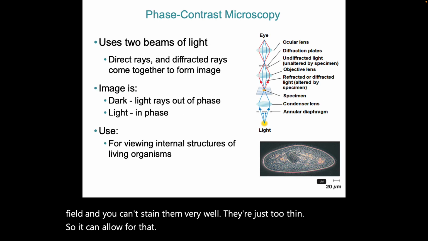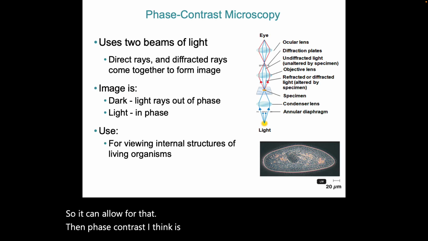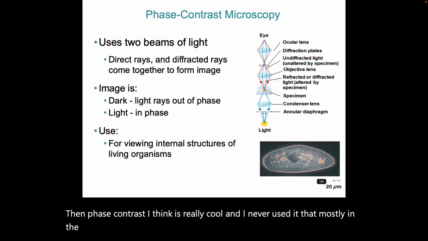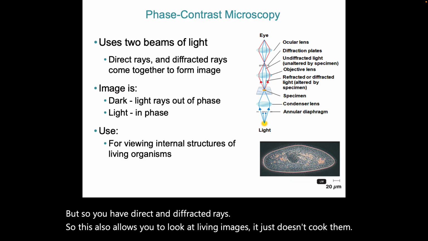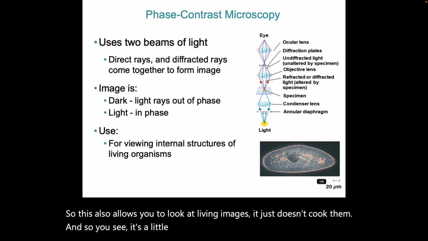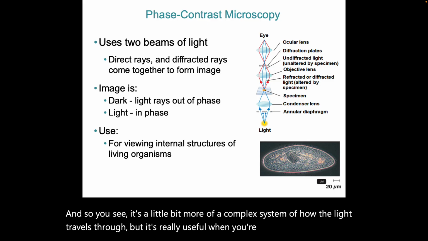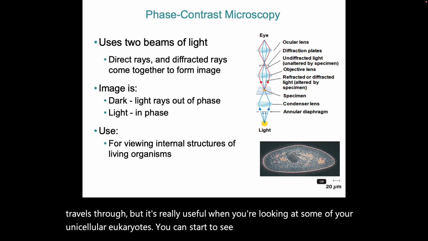Then phase contrast, I think, is really cool. I never used it that much, mostly in the teaching labs. But you have direct and diffracted rays. So this also allows you to look at living images. It just doesn't cook them. And so, you see it's a little bit more of a complex system of how the light travels through. But it's really useful when you're looking at some of your unicellular eukaryotes. You can start to see the internal structures. Bacteria, you're not going to see it.